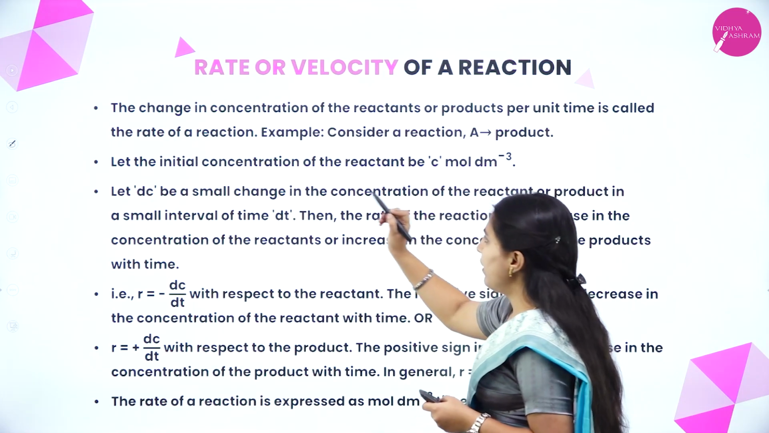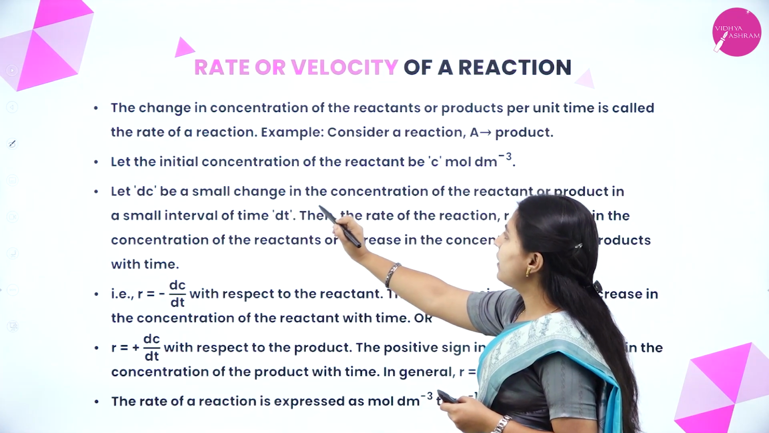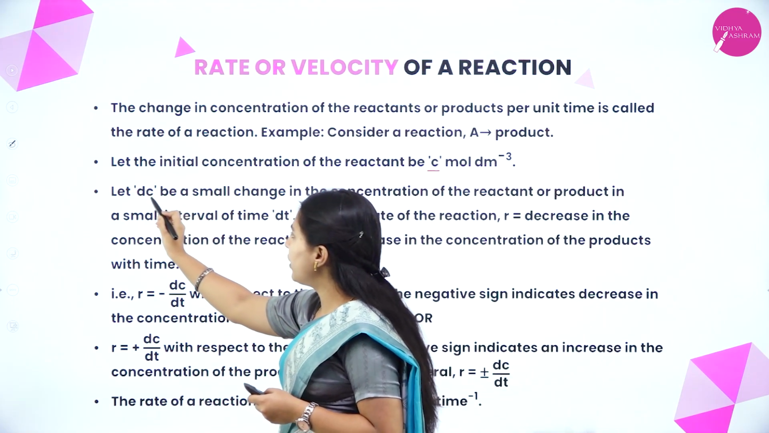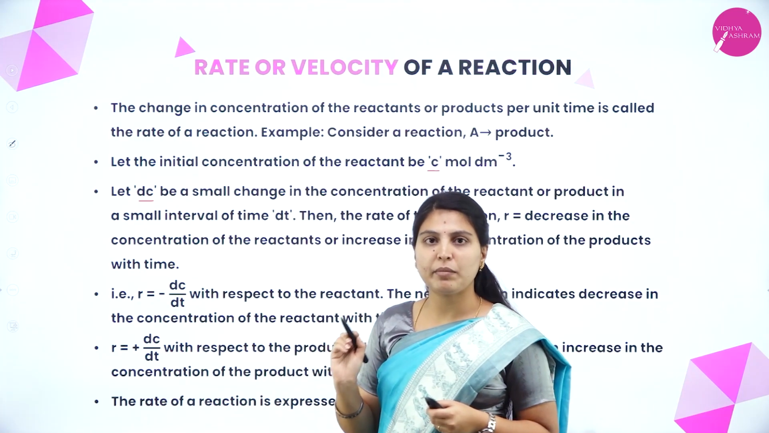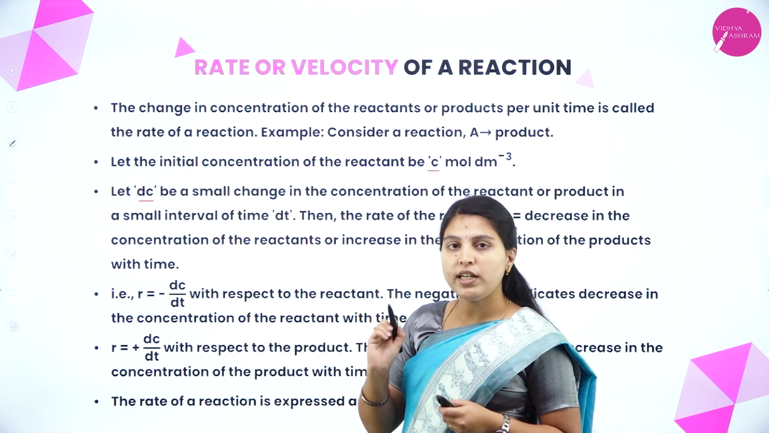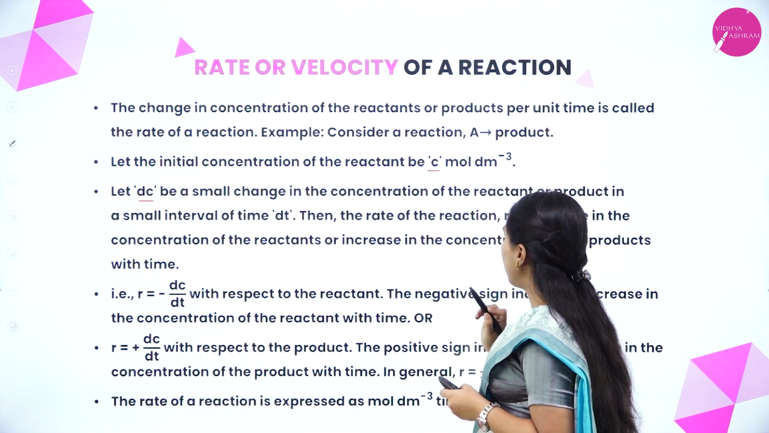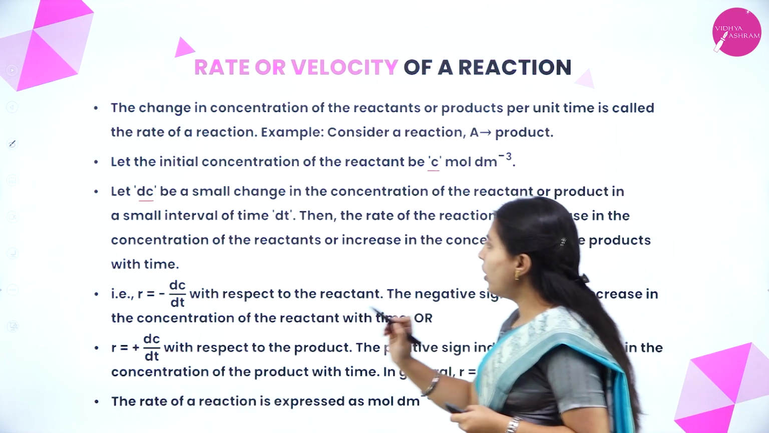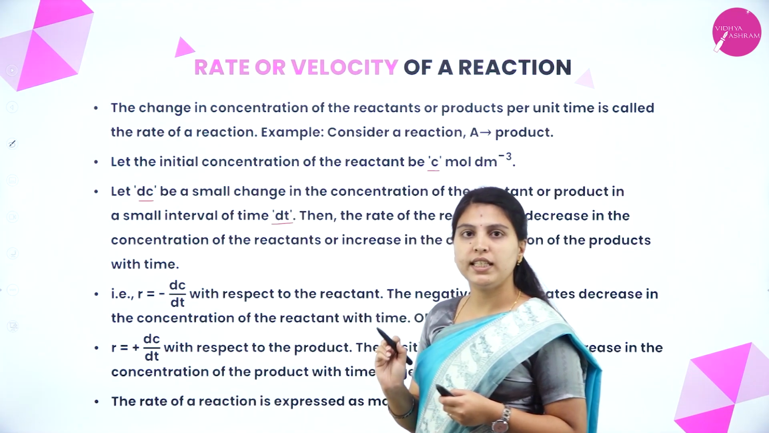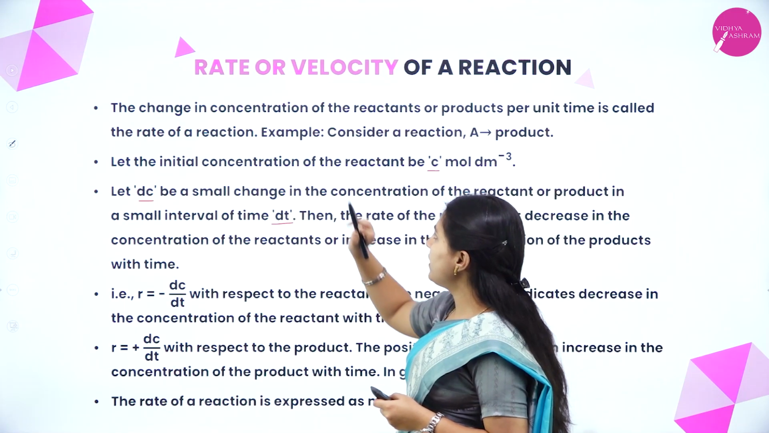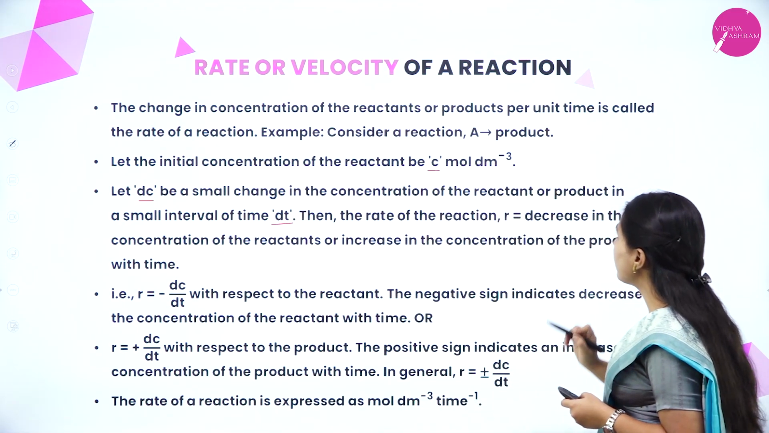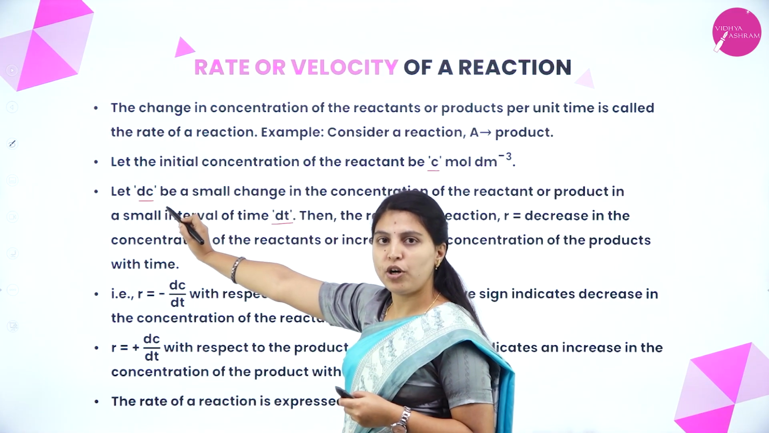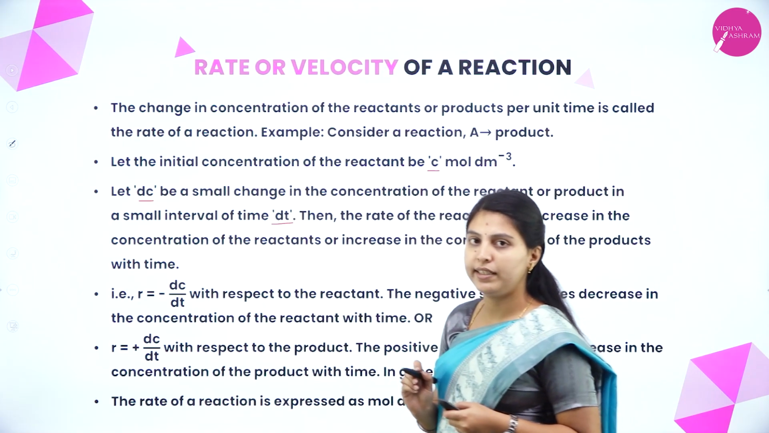time. See here, we know that the initial concentration is C, which we are going to convert into dC. What is dC? d is nothing but delta. It is a small change either in the concentration of the reactant side or the concentration of the product side in a small time interval dt, the change in time. Our definition is the change in concentration of reactants or products per unit time. This concentration is going to have a small change with respect to time.